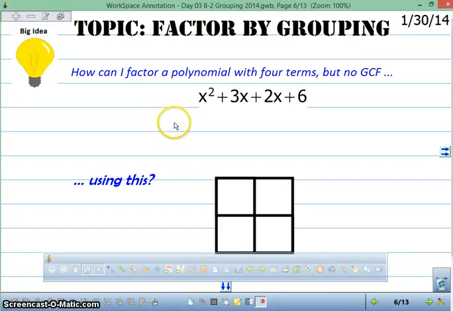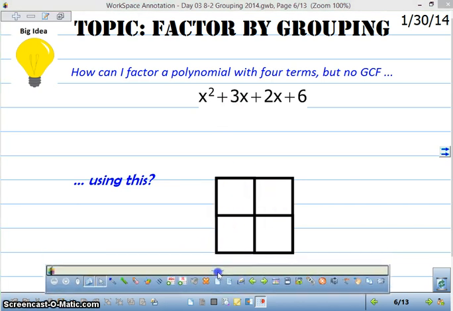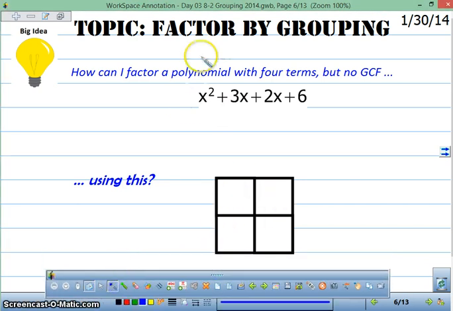The main goal for today is to learn how to factor by grouping. Factoring by grouping happens when you have a polynomial with 4 terms, 1, 2, 3, 4, that do not have a GCF. There is no common factor that's common to all 4 terms. The question is, how can I factor a polynomial with 4 terms but no GCF using an area model? This is how you do it.